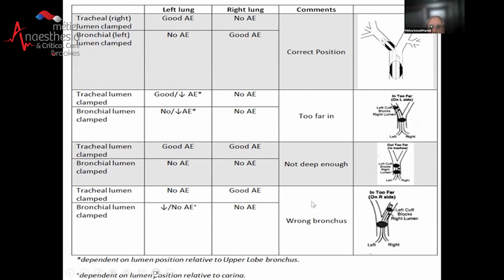And the third thing which can happen is that you may insert the left-sided double lumen tube into the right side. Most commonly the left-sided double lumen tube is used. So if you insert it on the right side, then you will have blockage of the right upper lobe bronchus. So you will not be able to ventilate the right upper lobe. Only the middle and lower lobe will be ventilating if you are ventilating through the bronchial lumen.